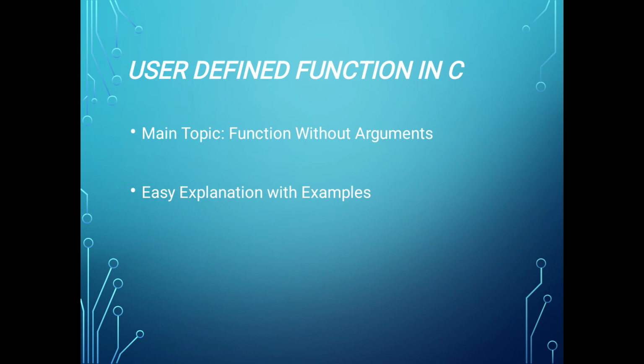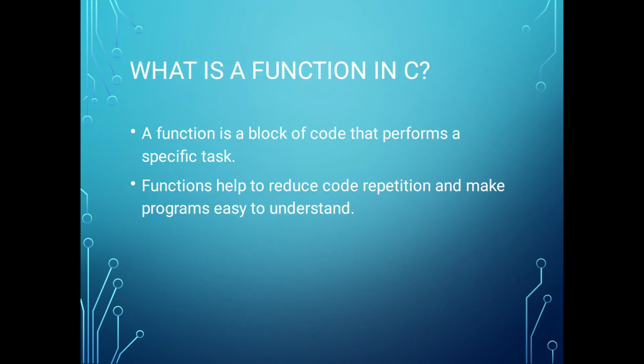Now before we actually begin, let's see what is a function. A function in C or in any programming language is a block of code that performs a specific task. Usually when we write a program or a code, we often see that we use a few functions. They help us execute our program more efficiently and easily and make our coding easier and happier. Functions help to reduce code repetition and make programs easy to understand.